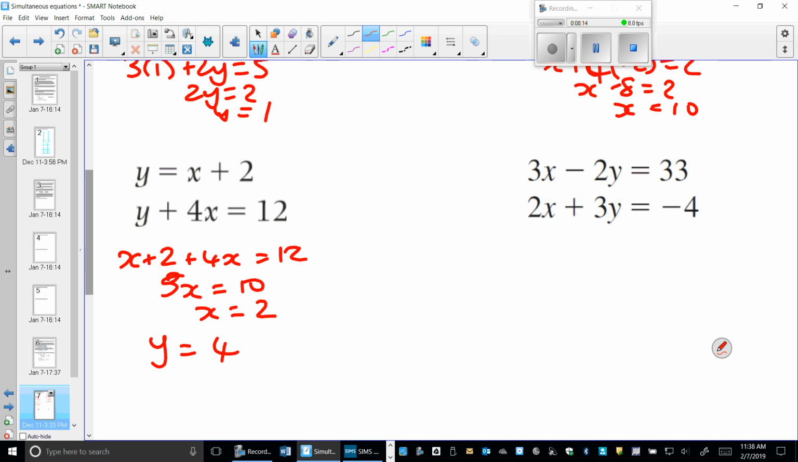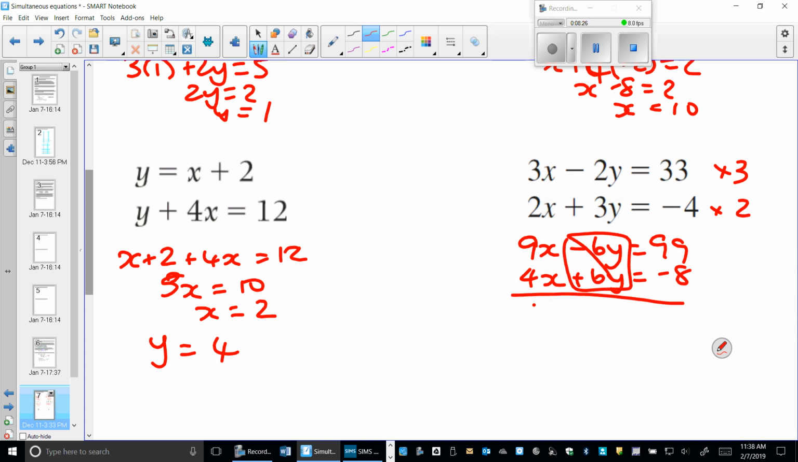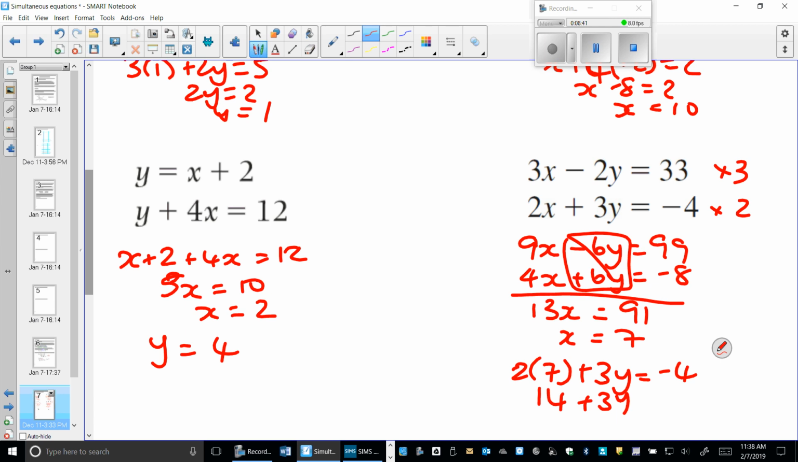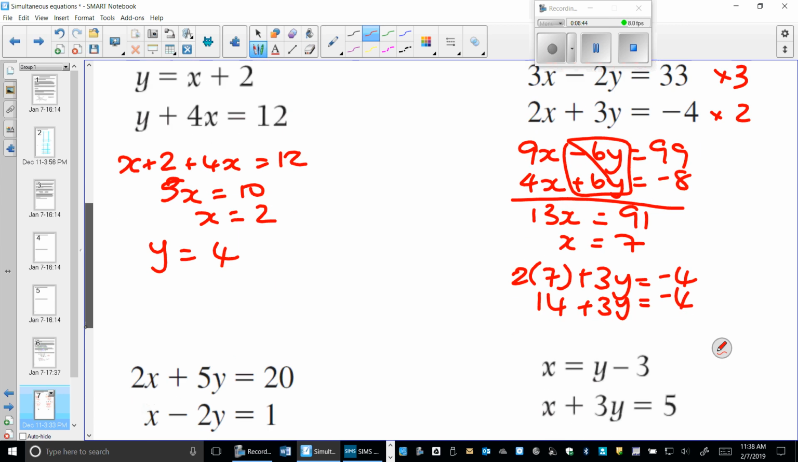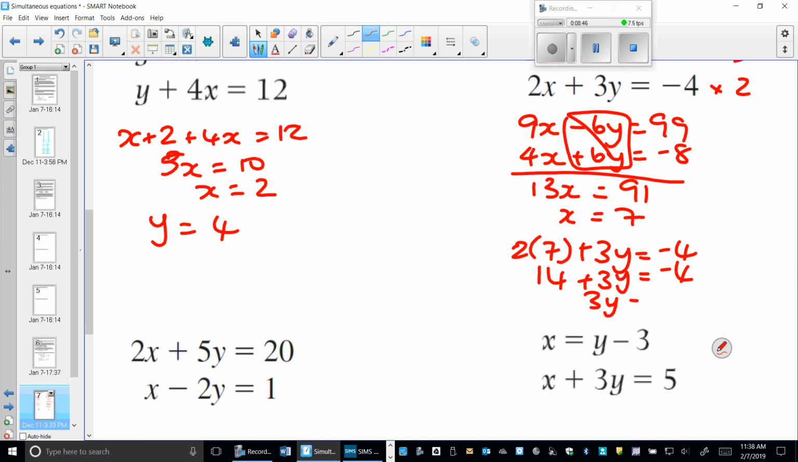This one I would multiply by 3, and this one by 2. So 9x minus 6y equals 99, and 4x plus 6y equals 8. So 13x equals 91, so x is 7. And then 2 lots of 7 plus 3y equals negative 4. 14 plus 3y equals negative 4. Oh, run out of space. 3y equals 10, so we get 10 over 3.